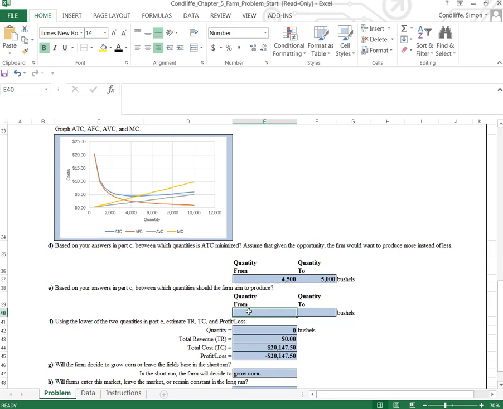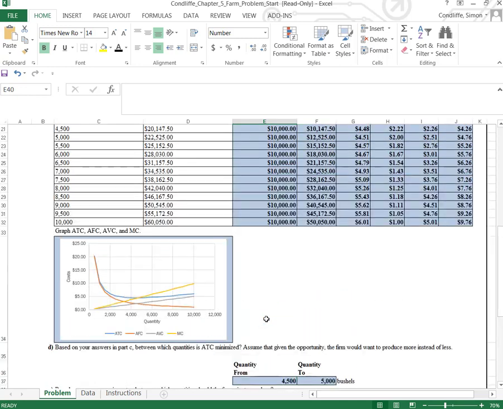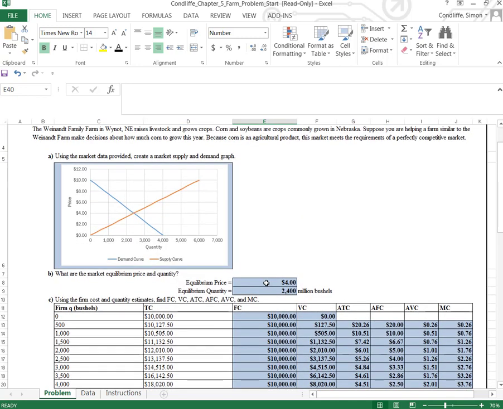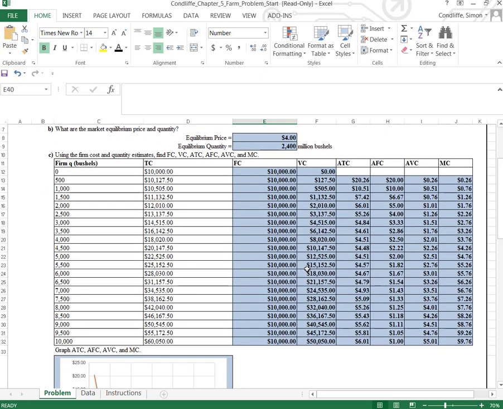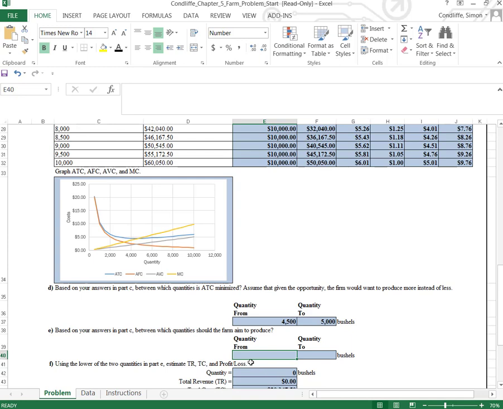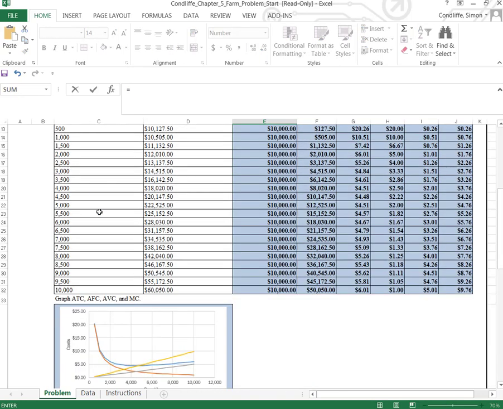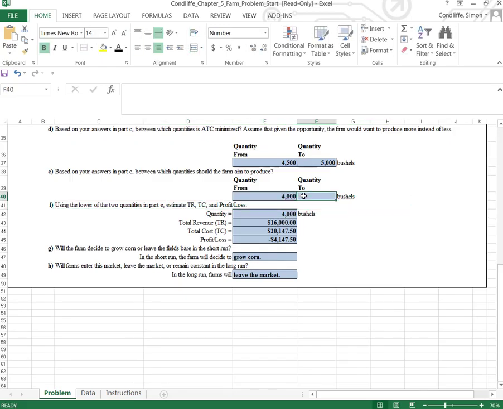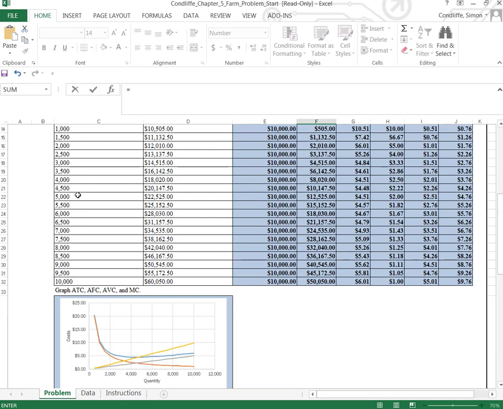So where would the firm aim to produce? So they're going to produce where the price, which we calculated here, $4, which is also the marginal revenue, is equal to the marginal cost. So the marginal cost passes between 376 and 426 here. So the farmer will produce between 4,000 and 4,500.